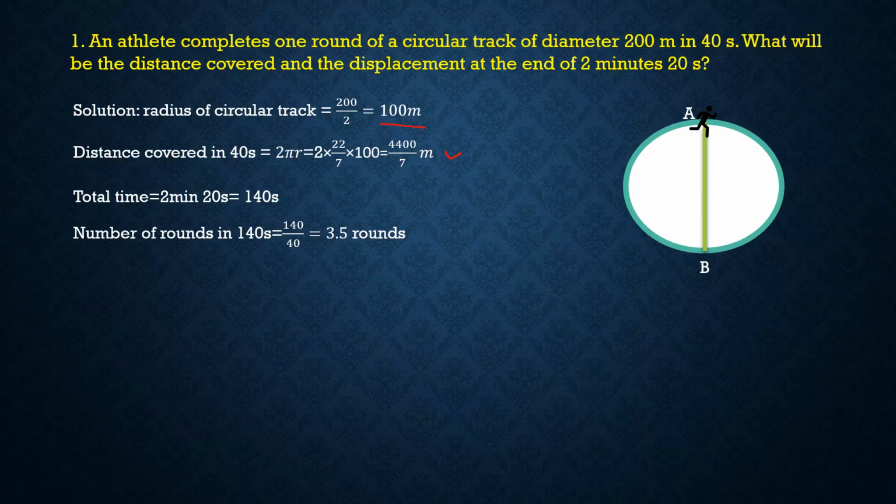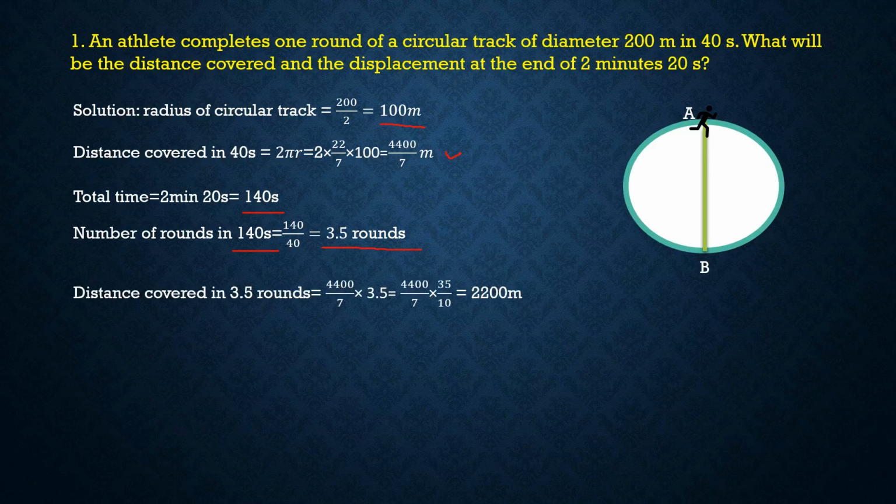Now time taken to complete one round is 40 seconds. Total time is 140 seconds. So number of complete rounds will be equal to 140 divided by 40 is equal to 3.5 rounds. Now distance covered in one round is this much, 4400 divided by 7 meter. We have to find out the distance covered in 3.5 rounds. So we will multiply 4400 divided by 7 with 3.5 and we will get 2200 meter.